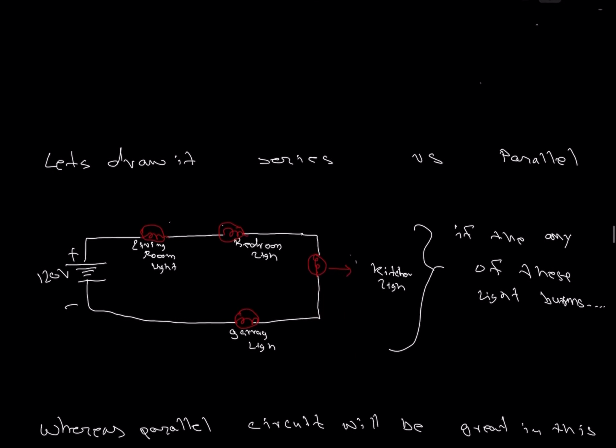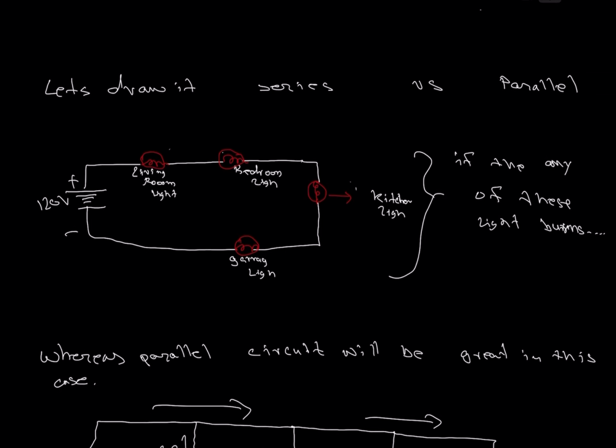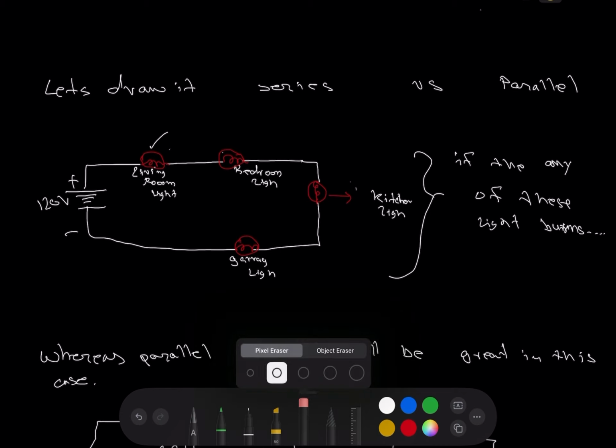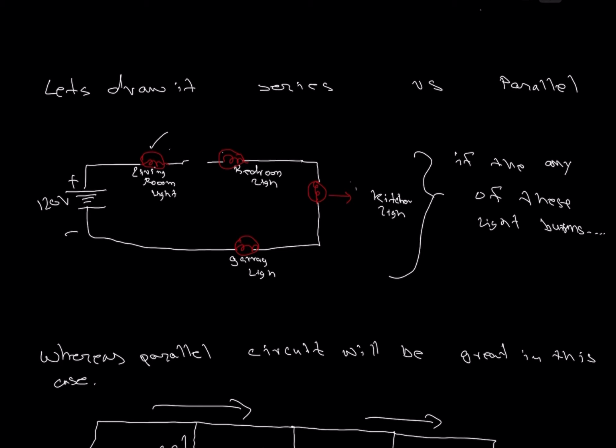So I went ahead and drew the circuits for you here, the parallel and the series circuits. In the example I mentioned earlier, we have 120 volts coming in, and let's say we wire it up as a series circuit. It goes to the living room light. We have that light there. Now we have to go to the bedroom light. If there is also a small switch, a selector switch or just a push button switch.